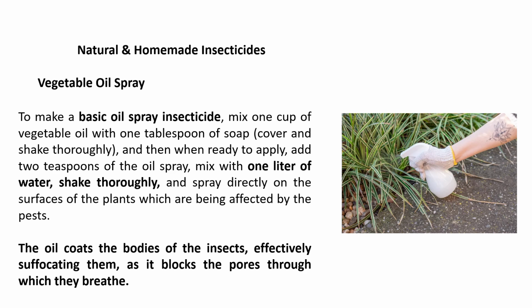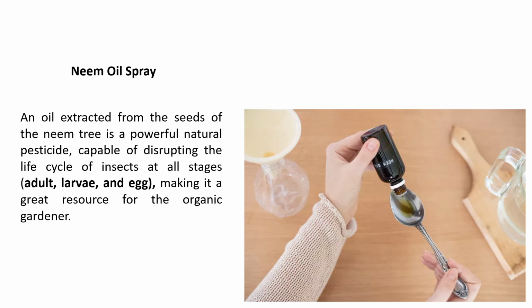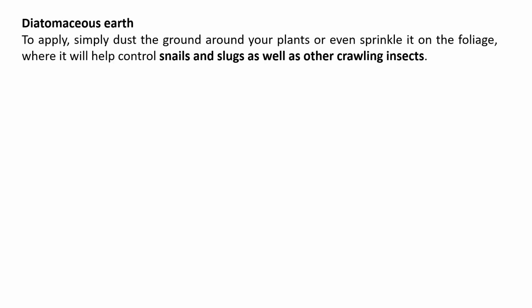Oil coats the bodies of the insects and effectively suffocates them, as it blocks the pores through which they breathe. So they have breathing difficulty and they will die. Neem oil spray can be done. Neem oil, extracted from the seeds of the neem tree, is a powerful natural pesticide, as we have already discussed, capable of disrupting the life cycle of insects at all stages. Whether it is an adult, larva, or egg stage, it can kill them, making it a great resource for the organic gardener. For an organic garden, he can use it as a natural pesticide.